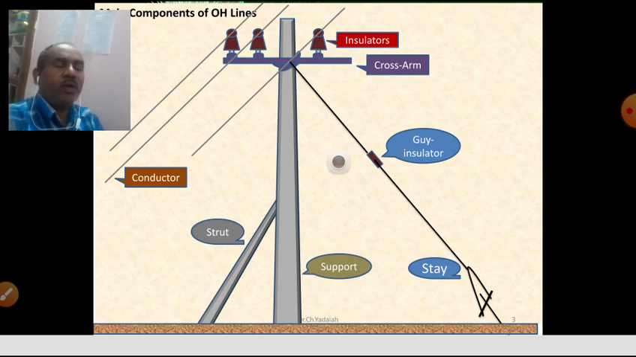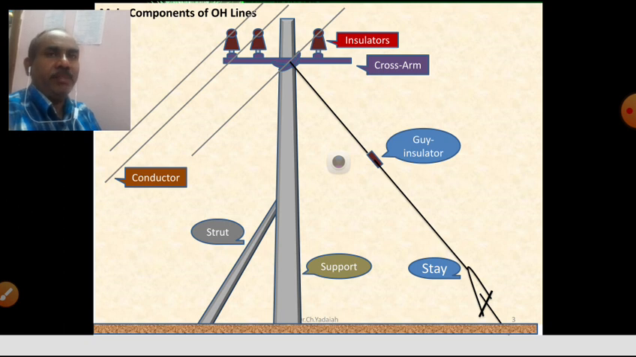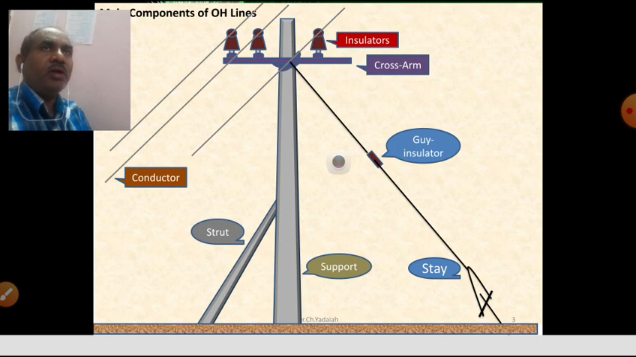At the same time, you have to remember that as per the Indian Electricity Rules, every 5th pole should be provided with a stay set. That means every 5th pole requires one earth set, that is an earth set as well as the guy set. Guy means the supporting wire for the pole. The 5th pole should be earthed, as well as provided with the stay wire. That is the thing you have to remember.